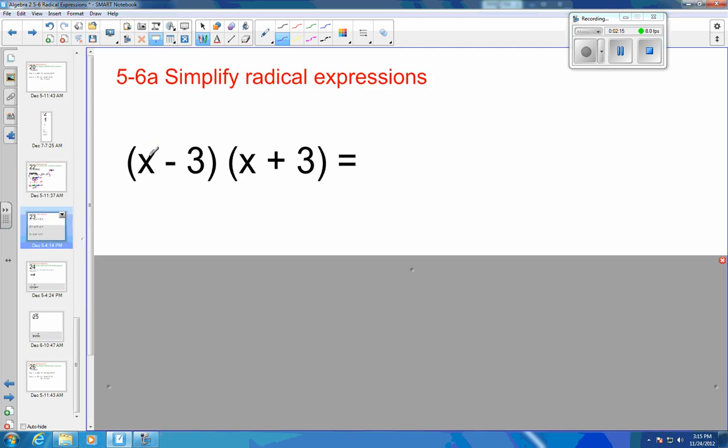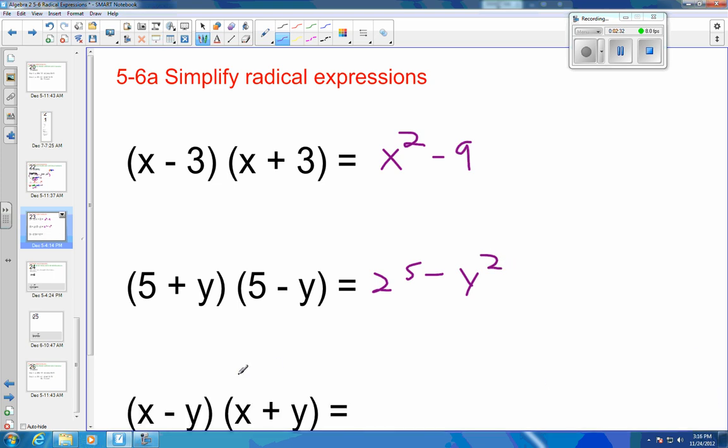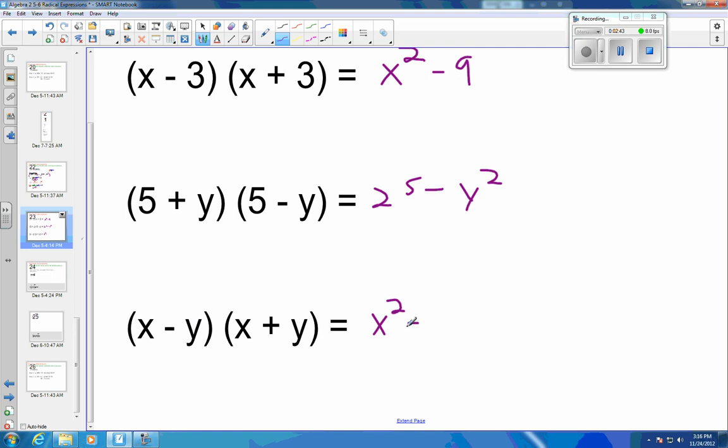So let's practice a few of these real quick. x times x, that would be x squared. Middle terms drop out, so this would be minus 9. Okay, 5 times 5 is 25. Positive and negative is negative, and that would be y squared. Hopefully these get very, very quick for you because we're going to use this a lot for the rest of the book. x times x is x squared. Middle terms drop out. Positive and negative is negative, and y times y is y squared.